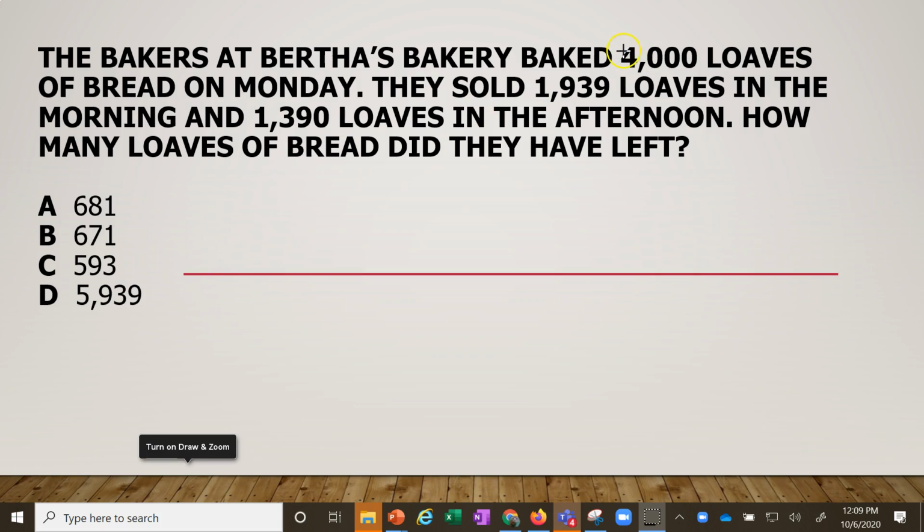Again, I want to bring your eyes to important information. They made 4,000 loaves that day. That's a lot of bread. They sold off 1,939 loaves in the morning and 1,390 loaves in the afternoon. So they got rid of those loaves. How many loaves of bread did they have left?